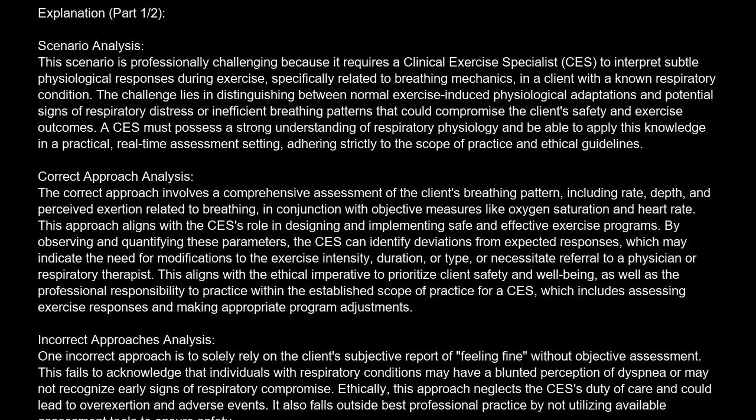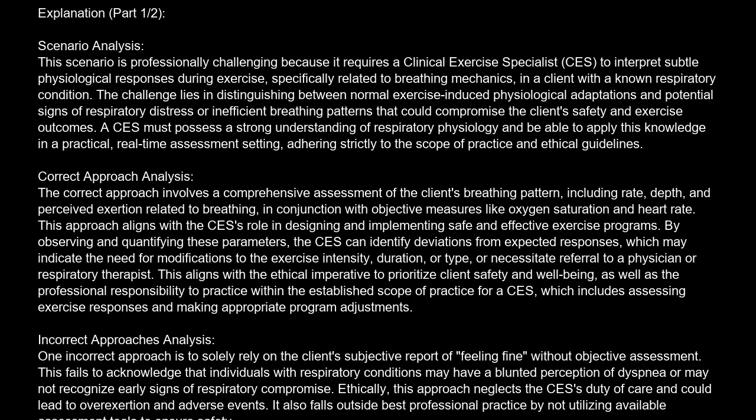By observing and quantifying these parameters, the CES can identify deviations from expected responses, which may indicate the need for modifications to the exercise intensity, duration, or type, or necessitate referral to a physician or respiratory therapist. This aligns with the ethical imperative to prioritize client safety and well-being, as well as the professional responsibility to practice within the established scope of practice for a CES, which includes assessing exercise responses and making appropriate program adjustments.